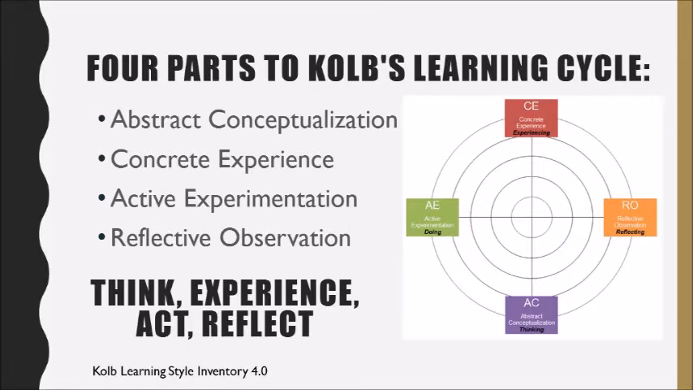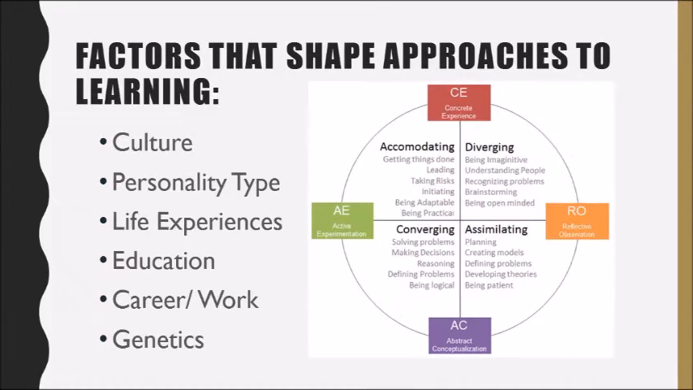Although we may move back and forth between the phases, we all have preferred learning styles. How important is this for instructors to consider when designing a learning module? There are several factors that help shape our approaches to learning. They include our culture, personality type, life experiences, education, career, and genetics. The following slides will show how we broke down the process of making chocolate chip cookies into demonstrating the four learning parts to Kolb's learning cycle.